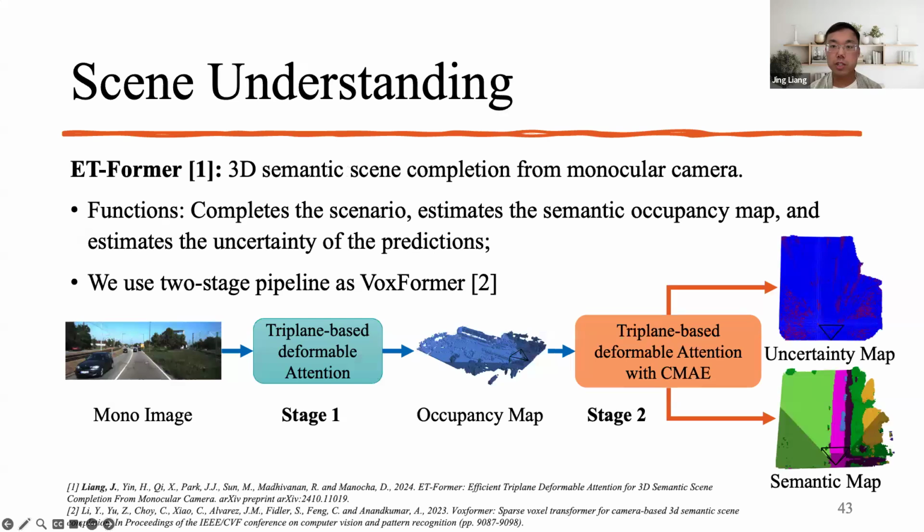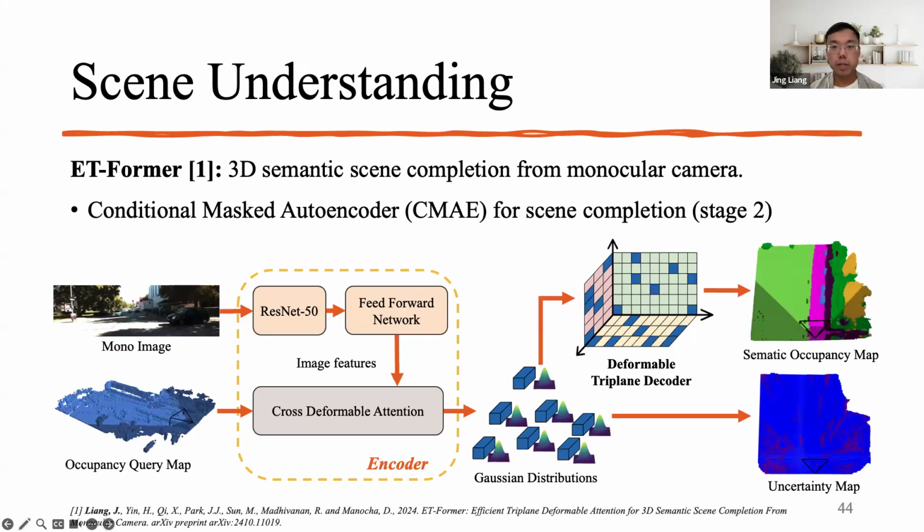In this project, we use a two-stage pipeline for the semantic scene completion. The first stage is to estimate the occupancy map. And the occupancy map will be treated as a query input to the second stage. And the second stage estimates the semantic map and the uncertainty map. Because the two stages use the same deformable triplet model, we talk about the second stage first.